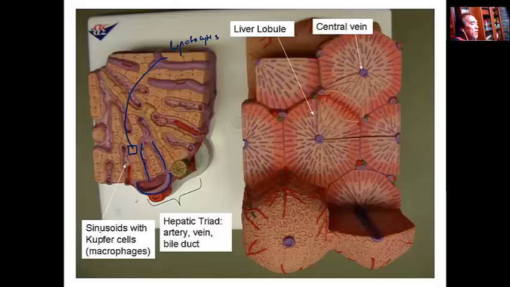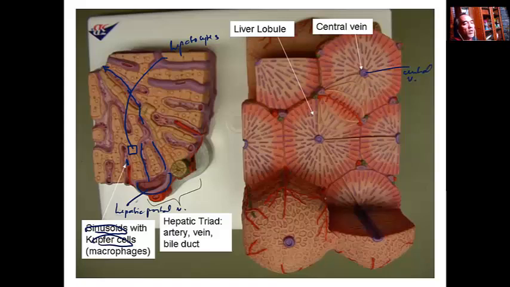The channels are called sinusoids, and there are actually cells there called Kupffer cells, and they are macrophages. So macrophages are cells that eat. Anything that's not supposed to be in the blood carried by the hepatic portal vein will be eaten by the Kupffer cells. So it will pass through the sinusoids. The hepatocytes will also process whatever passed through the sinusoids. And then once it goes to the end, it will be dumped into the central vein.